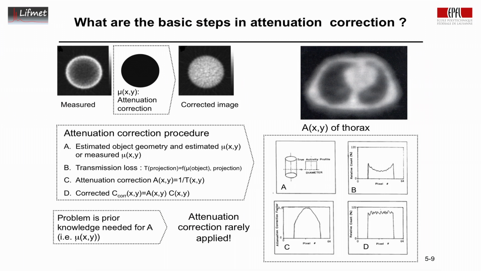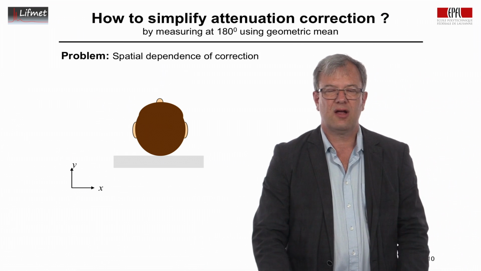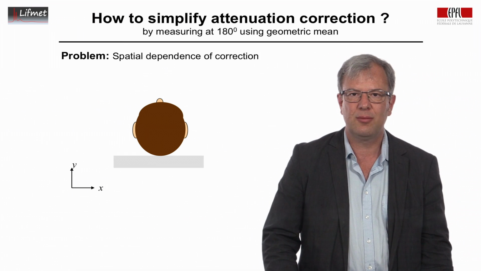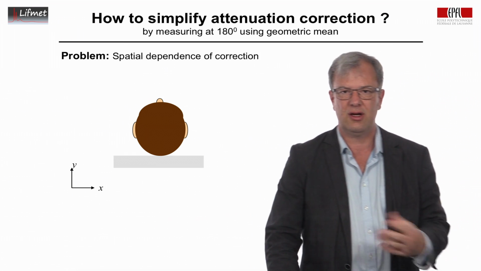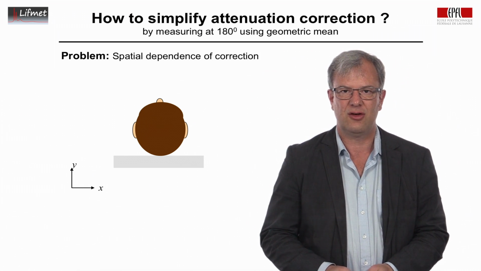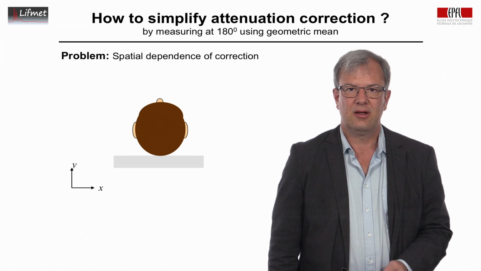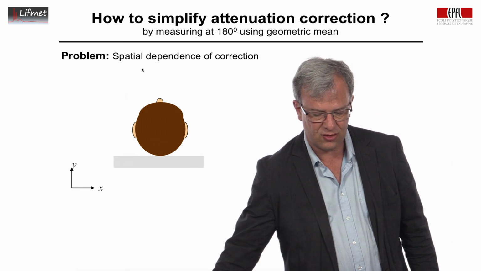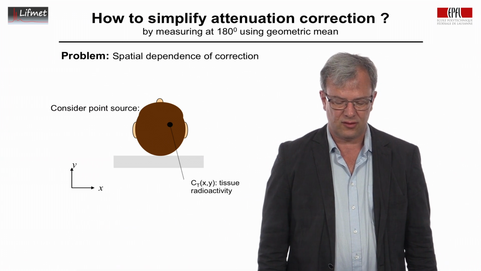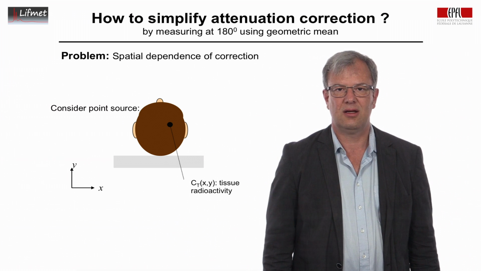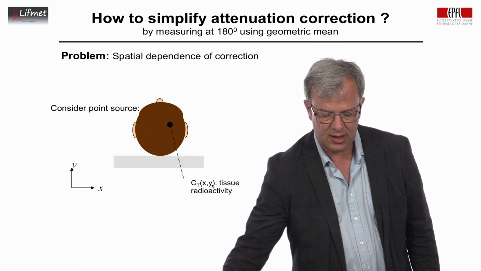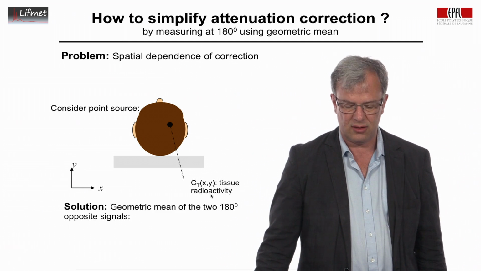because of these complexities. Now, I want to discuss one way of how one can simplify the attenuation correction. It is not a generally applicable procedure, but it's a nice introduction to attenuation correction that we'll discuss for the next imaging modality next week, and that is positron emission tomography. The problem that we have is that the correction is spatially dependent, it's source dependent. So now we'll consider a point source here at this particular point in the subject's head. It's tissue radioactivity CT at position x,y.